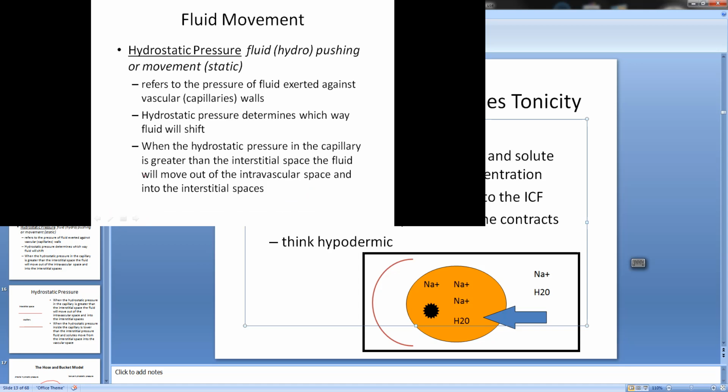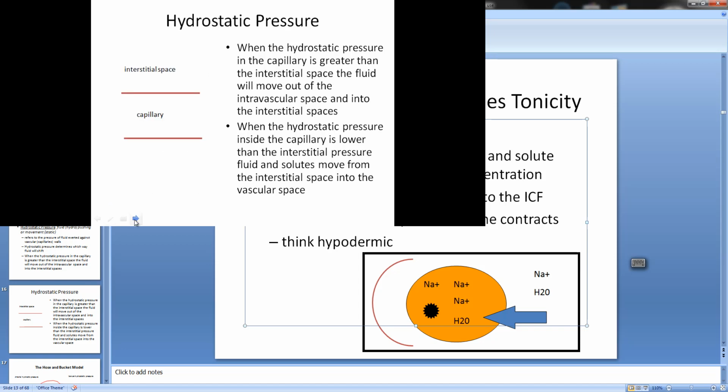So we talked earlier about hydrostatic pressure. Hydrostatic pressure is fluid or hydro pushing or movement, static. It refers to the pressure of fluid exerted against the vascular walls, capillaries, arteries, veins, etc. Hydrostatic pressure determines which way fluid will shift. When the hydrostatic pressure in the capillary is greater than that in the interstitial space, fluid will move out of the intravascular space and into the interstitial spaces, as we'll see in the next slide.